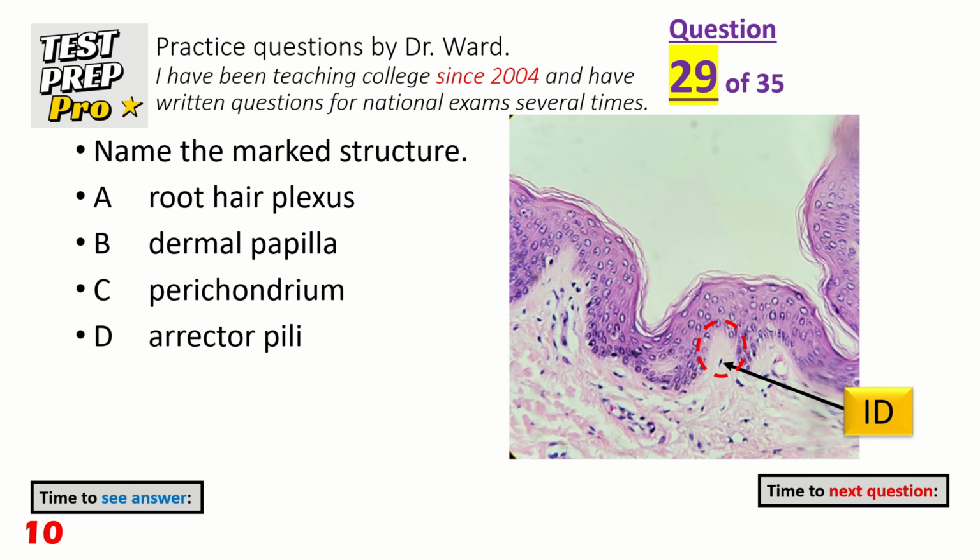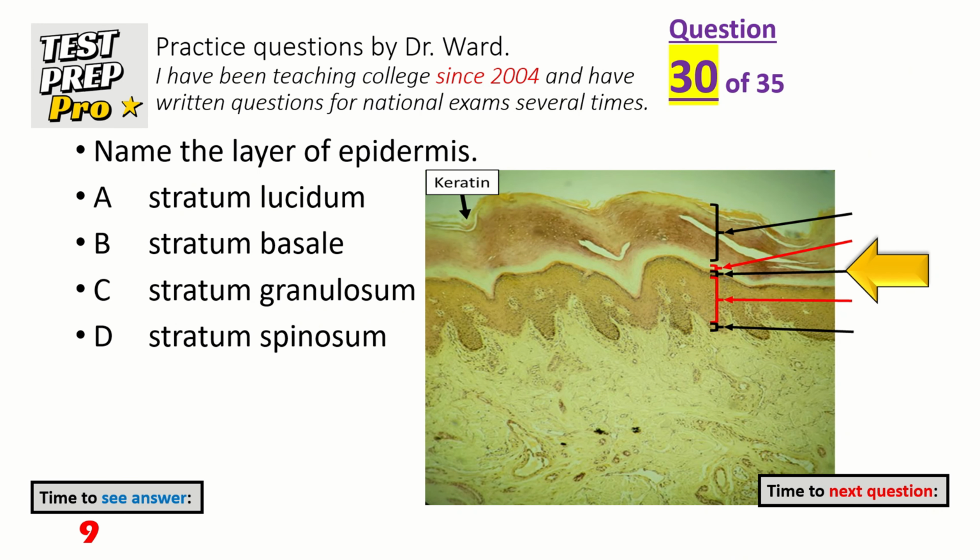All right, so going further, name the marked structure. It's an upraised ridge of the dermis. Dermal papillae. Name the layer of the epidermis. This is the middle of 5 layers. Stratum granulosum.